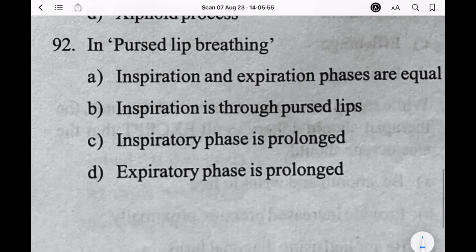Question number 92, in pursed lip breathing, options are inspiration and expiration phases are equal. Inspiration is through pursed lip, expiratory phase is prolonged, and C is inspiratory phase is prolonged. So correct answer is D, expiratory phase is prolonged.